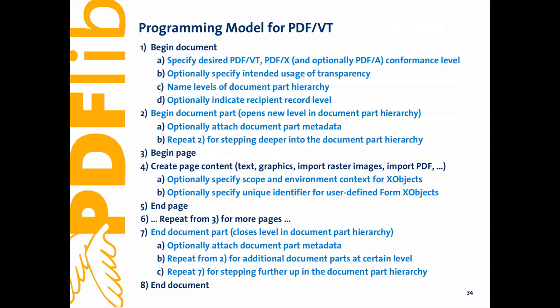And if you want to step into deeper levels of the dpart tree, you repeat step 2 before you start a page. So only when you have opened enough levels that you are at the leaf node level of the dpart tree, you say now again begin page. You can create page content. You can optionally specify scope hints and environment context for X objects, and for user-defined X objects, you can optionally specify unique identifiers. And then you close a page, you repeat from step 3 for more pages, and with step 7 you will close levels in the document part hierarchy then.